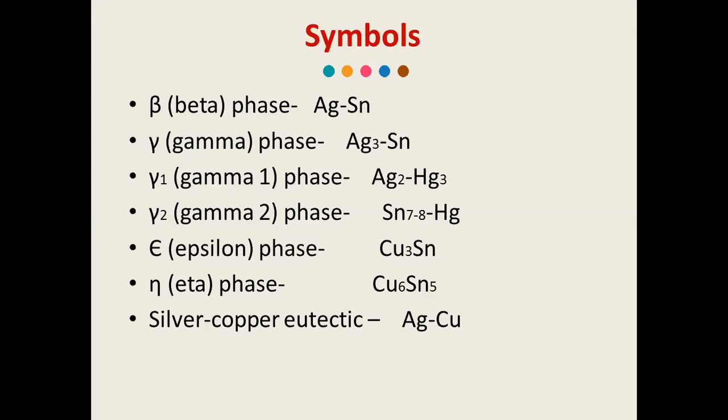So the first phase is the beta phase, which is composed of silver and tin. Second is the gamma phase, that is Ag3Sn, silver tin. Gamma 1 phase, silver mercury, Ag2Hg3. Gamma 2 phase, tin mercury, Sn7-8Hg. Epsilon phase, that is copper tin. Eta phase, Cu6Sn5. And the silver copper eutectic phase, which is very, very important, that is AgCu, silver copper.